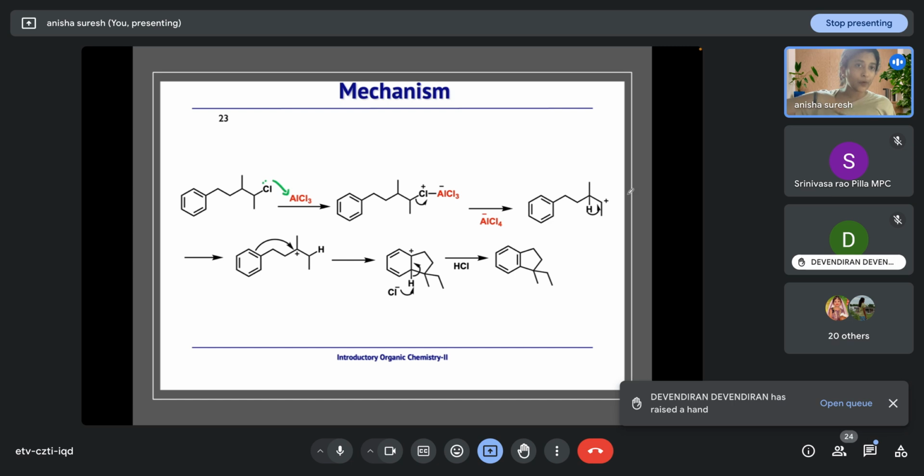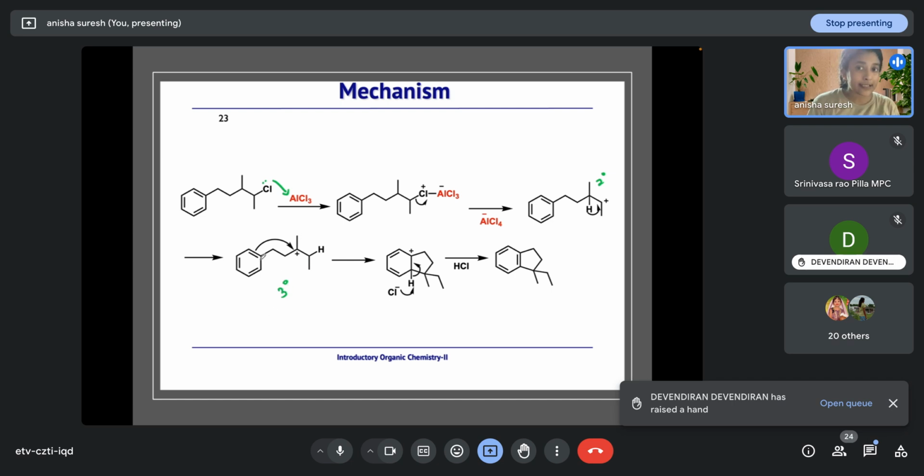AlCl4 minus will leave and a positive charge will be generated here. So this is a secondary carbocation. There is a chance that if this proton migrates, it will lead to formation of this tertiary carbocation. The tertiary carbocation is more stable than the secondary carbocation, hence this formation is favored.